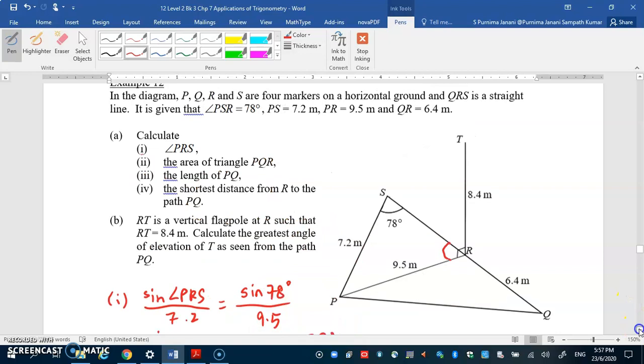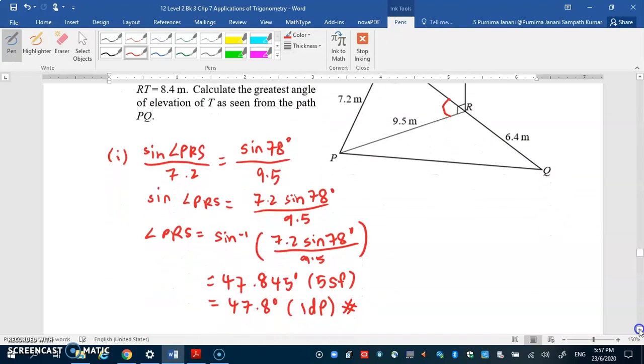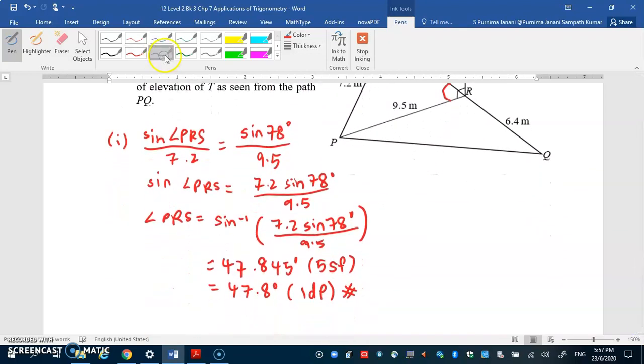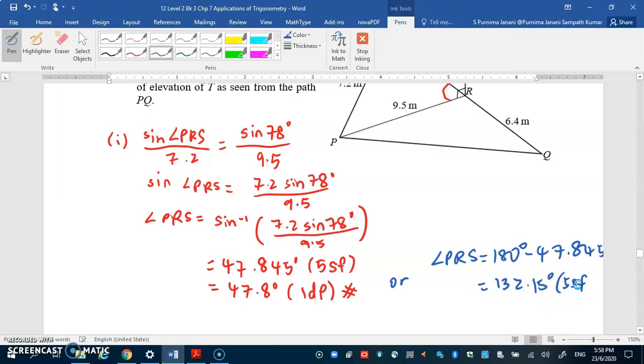Now remember that you just used sine rule to find an angle, which means you must consider the other possibility also, right? So you must say: or angle PRS is equal to 180 minus 47.845, just to confirm whether the other side also holds. Then you would get some 132.15 degrees, to 5 SF.